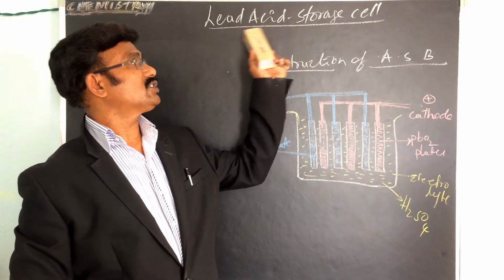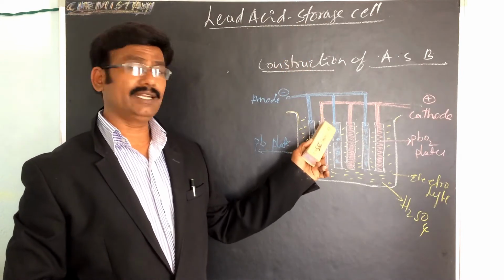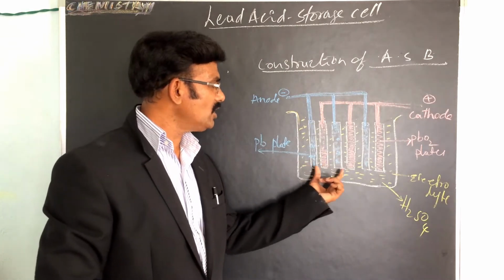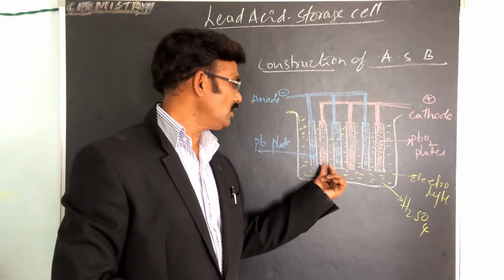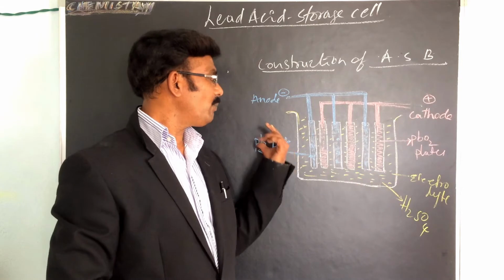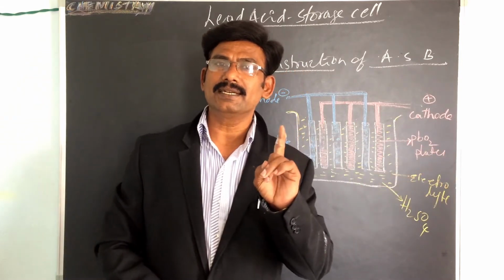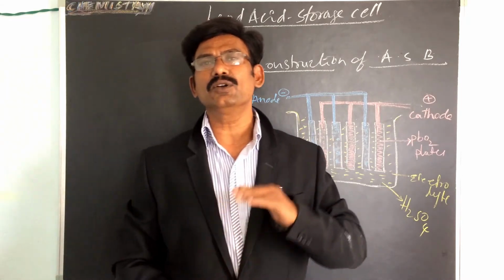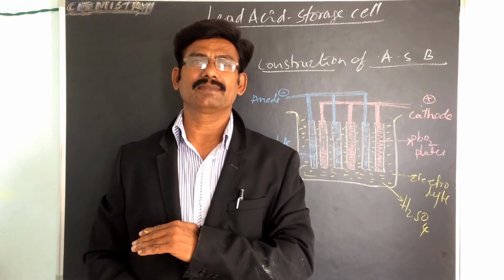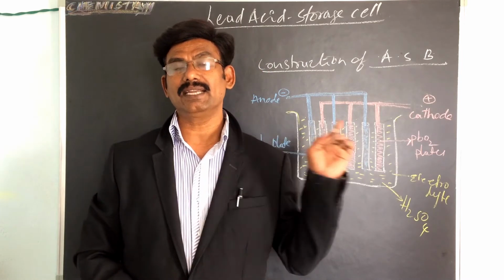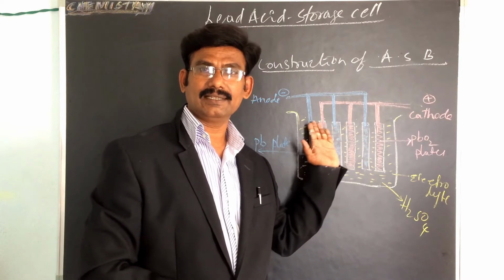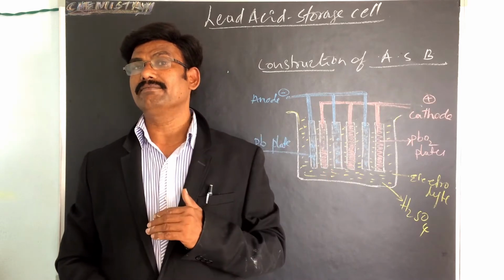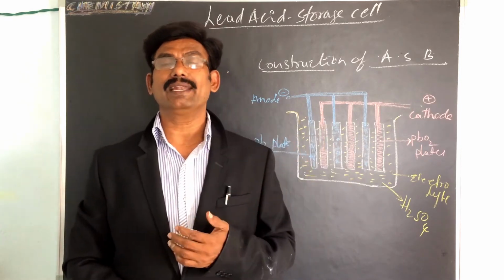So lead acid storage, the definition is over. Then draw the diagram. Now a lead acid storage battery consists of 3 to 6 plates: 3 anode plates and 3 cathode plates. We have to write that the lead acid storage battery consists of 3 to 6 voltaic cells connected in series, and to get the 6 to 12 volt battery.